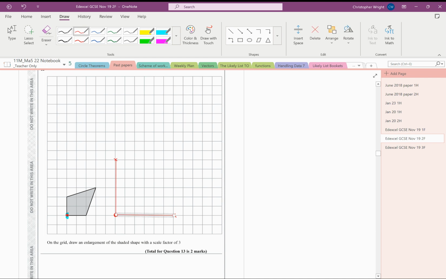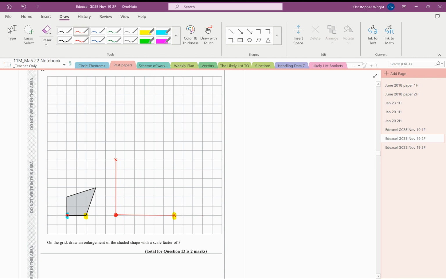Right. Now, how to work out where this point is going to be? Well, there are lots of different ways you can do it. I'm going to start from here, which corresponds to that. Now, in the original diagram, I go along 1 before I go up 3. Along 1, up 3. So on my new diagram, I'm going to go along 3 times as much and up 3 times as much. So I'm not going to go along 1, I'm going to go along 3.